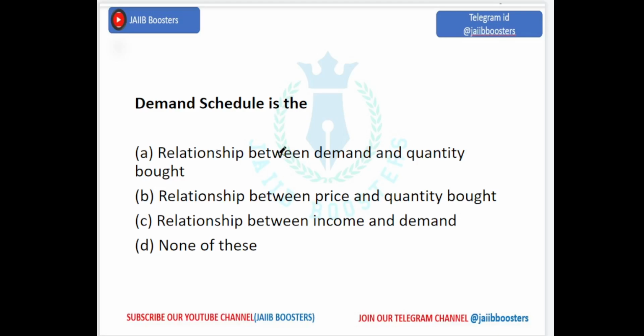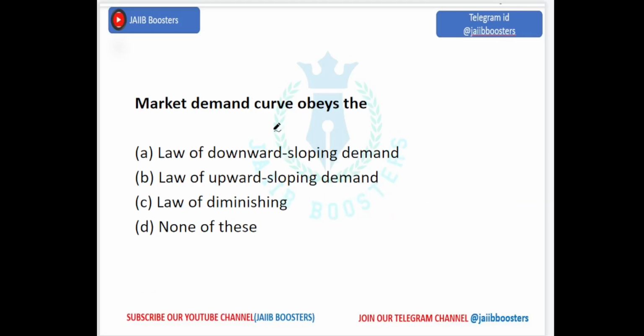Demand schedule is the relation between demand and quantity growth, relationship between price and quantity, relationship between income and demand. What is the answer here? Demand schedule is the relationship between price and quantity. Okay. What does the market demand curve obey? Law of downward sloping demand, law of upward sloping demand, law of diminishing, none of these. The answer is the law of downward sloping demand.